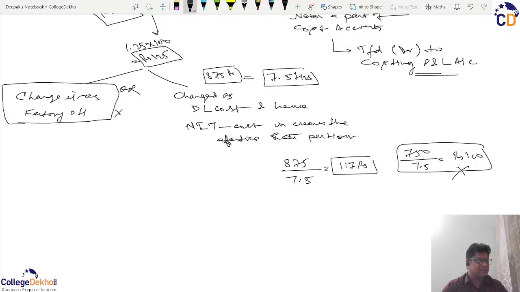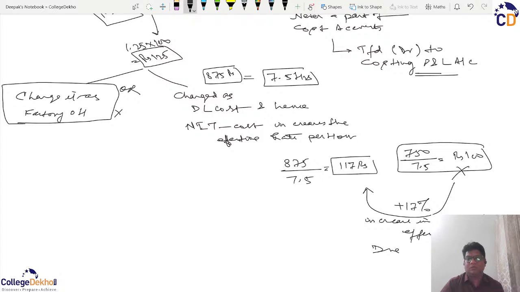So we can say that there is effectively a 17% increase in direct labor cost effectively due to normal idle time.